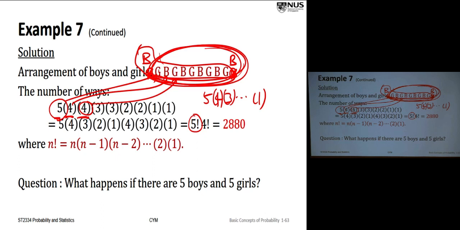So it's okay, it's not 2880. Sorry, my apology. Okay, it is 5, and this one is 5, 4, and so on. It's just multiply them. All right?